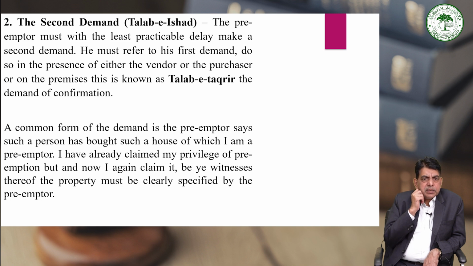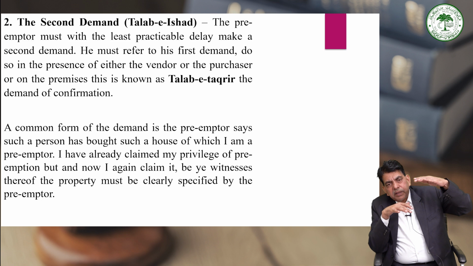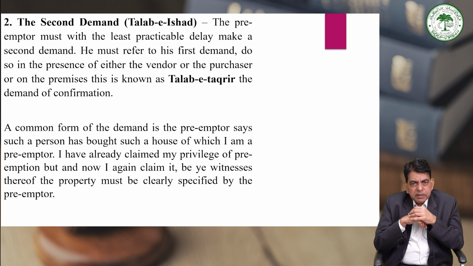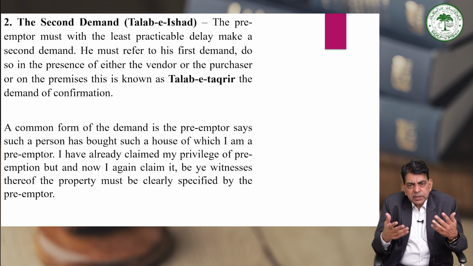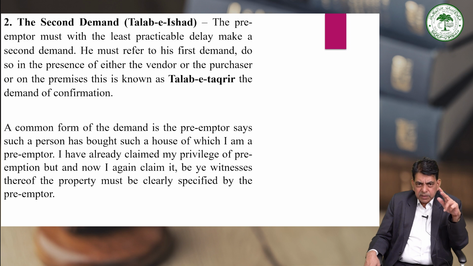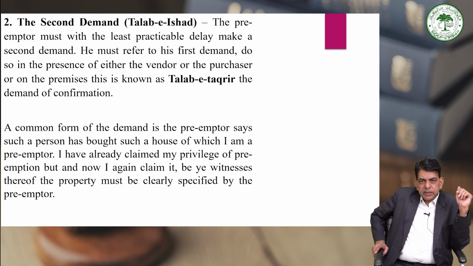The preemptor must, with the least practicable delay, make a second demand. For example, the first demand was made on a particular date, 1/1/2024, and after the first demand there is no response from the vendee or the vendor. Then after a considerable lapse of time, say after 2 days, he can again raise a similar demand, and that will be called the second demand. So the preemptor must, with a reasonable delay, make a second demand. He must refer to his first demand, reminding of it, and make the second demand after a reasonable delay, in the presence of either the vendor or the purchaser, or on the premises of the property. This is Talab-e-Ishhad.